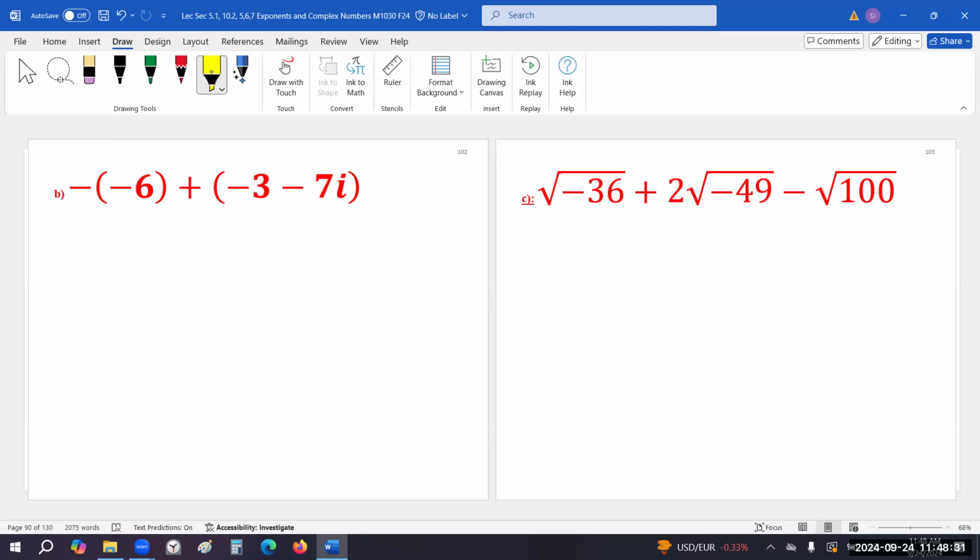So positive 6 minus 3 minus 7i, 6 minus 3 minus 7i. 6i, 6i, 7i.